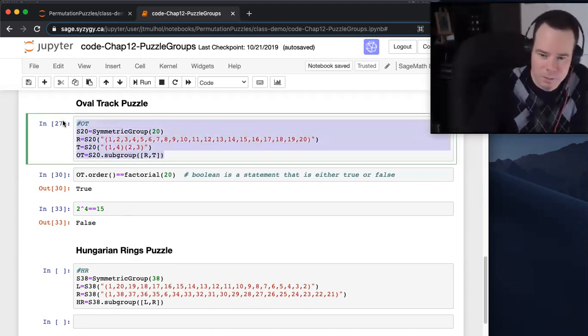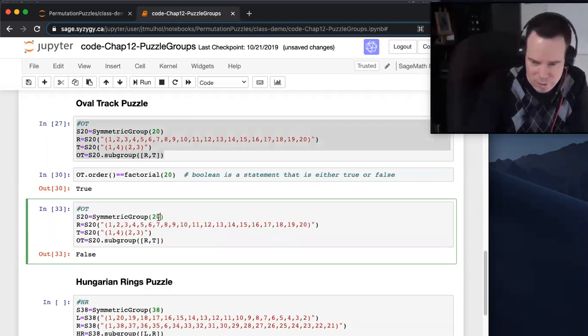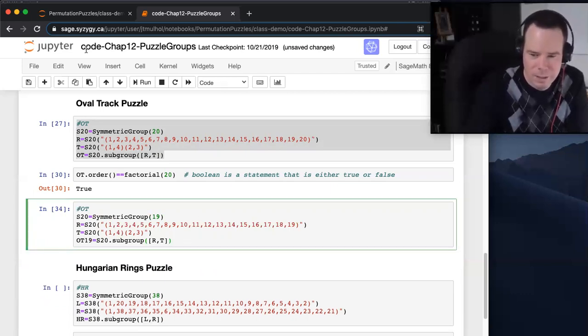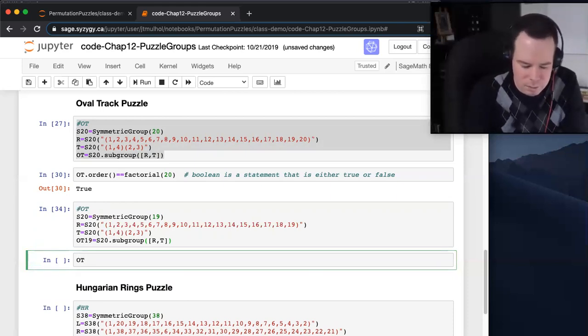Now we could do other things, right? I'm just going to copy and paste this code. And I'm going to change this to 19. And that means we're only using 19 numbers. And then we'll call it OT19, just to be more specific here. And I'll load that in. And then I could do things like, okay, how big is OT19?